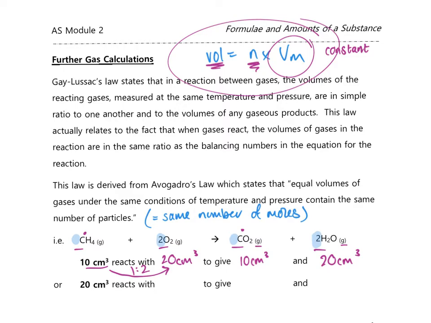So say, for example, let's use a different starting volume of methane. We would have 20 centimetres cubed reacting with 40 centimetres cubed of oxygen, because they're in a 1 to 2 ratio, to give us 20 centimetres cubed of carbon dioxide, because they're in a 1 to 1 ratio, and 40 centimetres cubed of water or steam, because they're in a 1 to 2 ratio. Just remember that you can only do this with gases. So if you have a reactant or product in there that is solid or liquid, then you can't use it to get the volume of that.